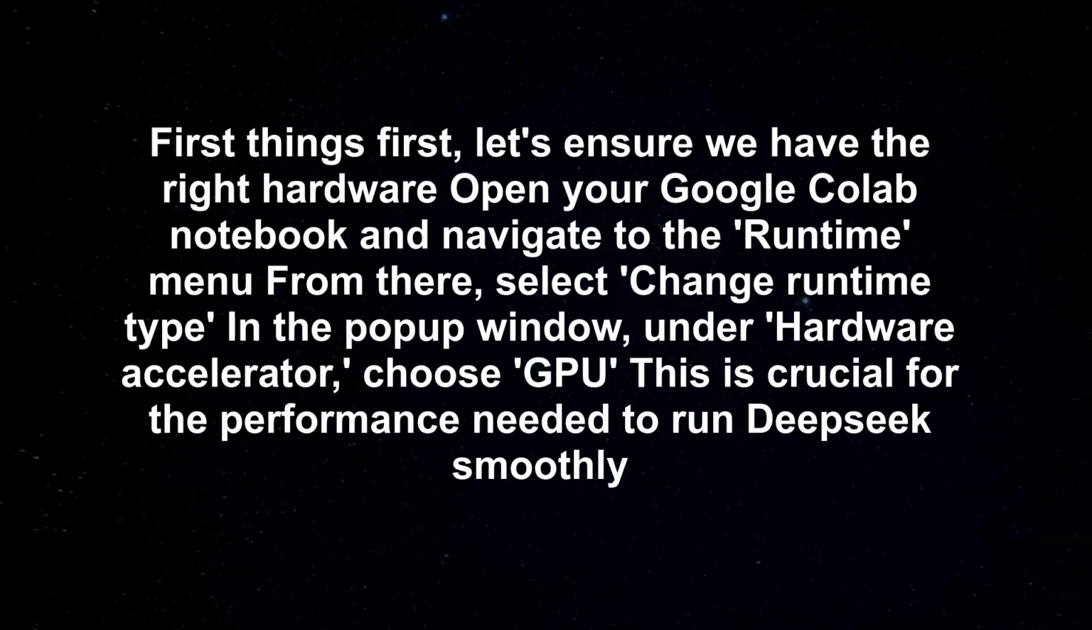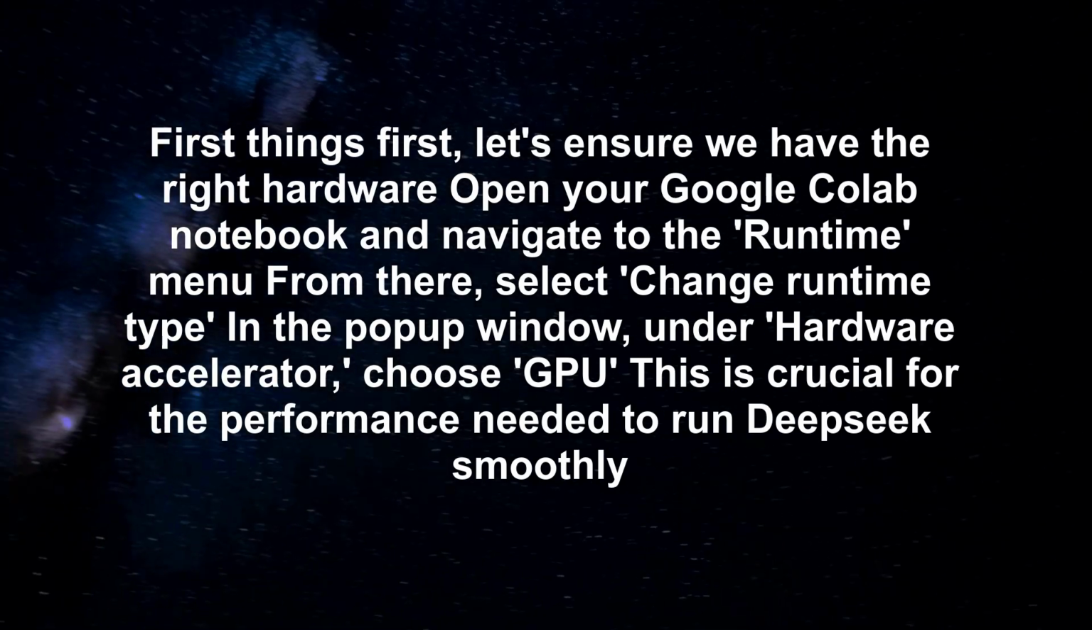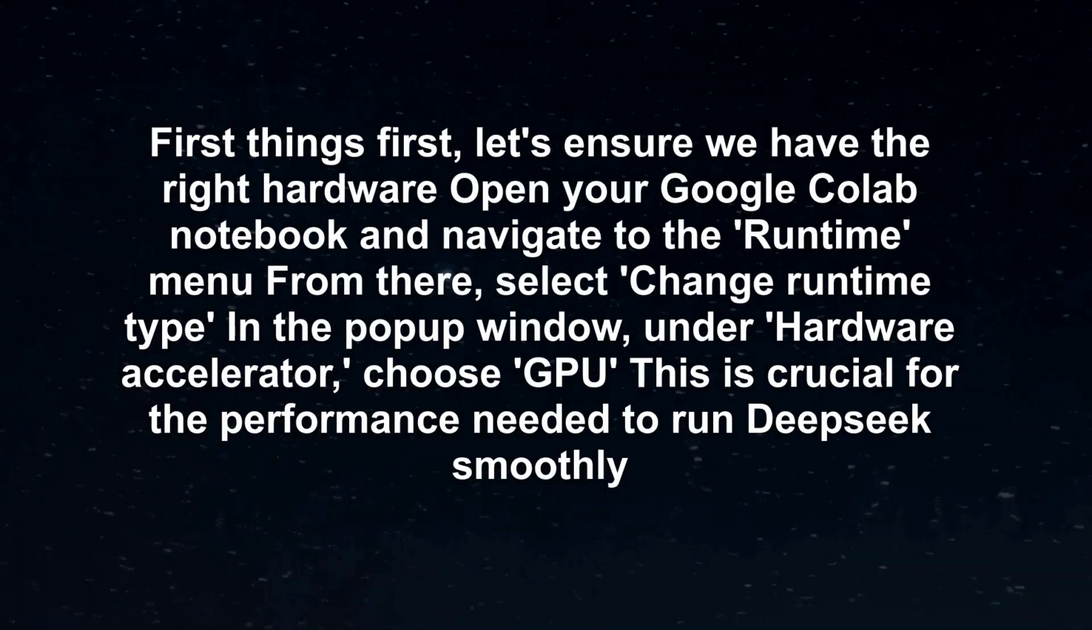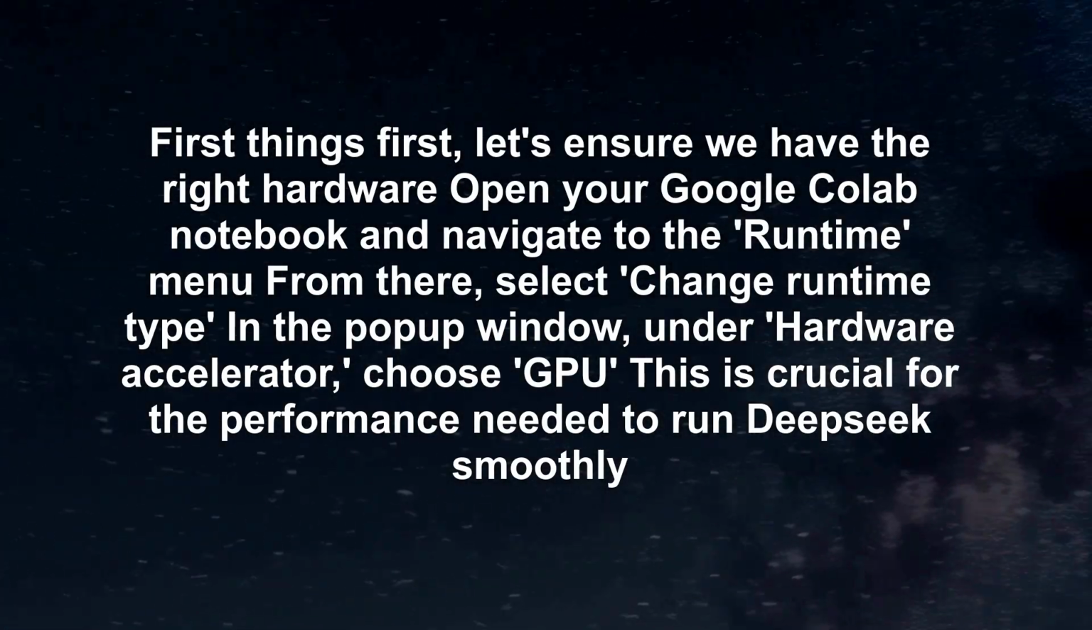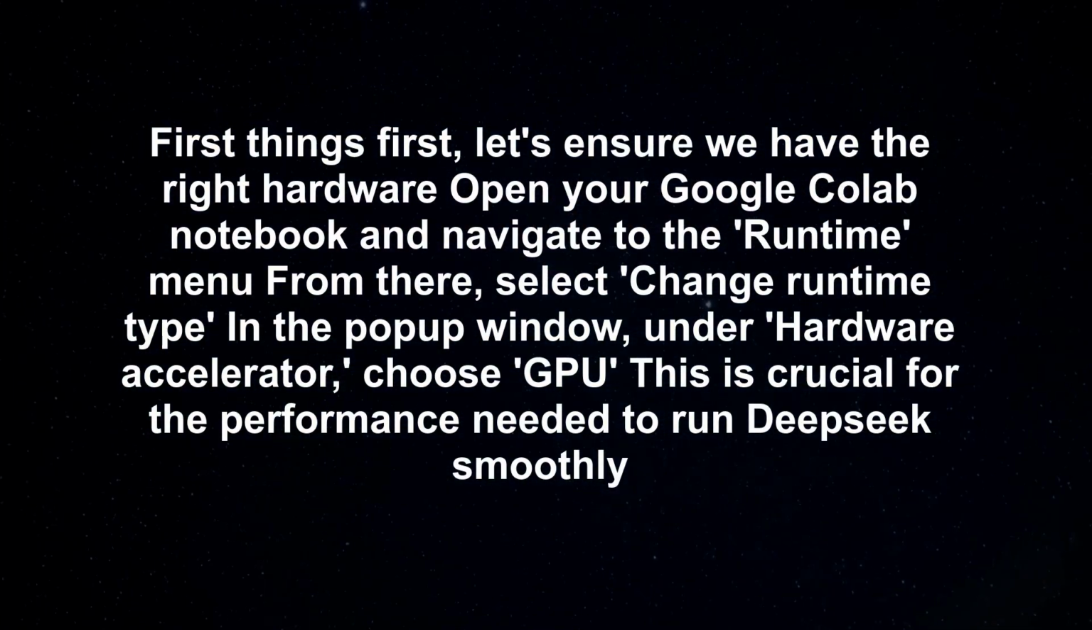First things first, let's ensure we have the right hardware. Open your Google Colab notebook and navigate to the Runtime menu. From there, select Change Runtime Type in the pop-up window. Under Hardware Accelerator, choose GPU. This is crucial for the performance needed to run DeepSeek smoothly.